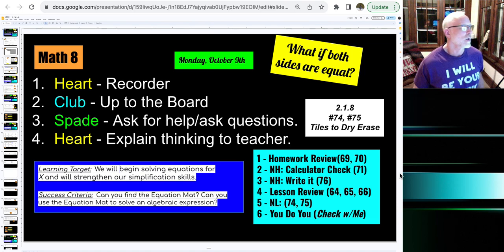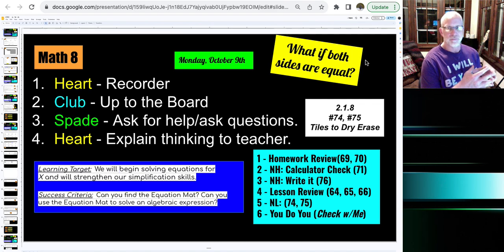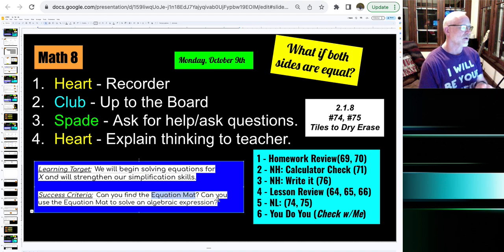Okay, so what we're doing today is asking what if both sides are equal? Like we were working with the expression mats where we did the comparisons and said this side's greater or that side's greater. Now we're going to look at a comparison mat called an equation mat. You'll see that down here. So now we're actually going to solve equations, like what happens if both sides are equal. And then we can solve for a variable with the equation mat.